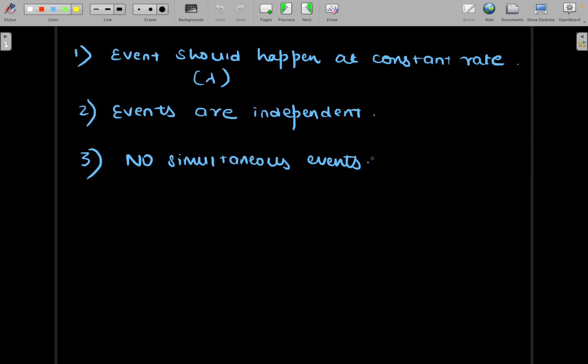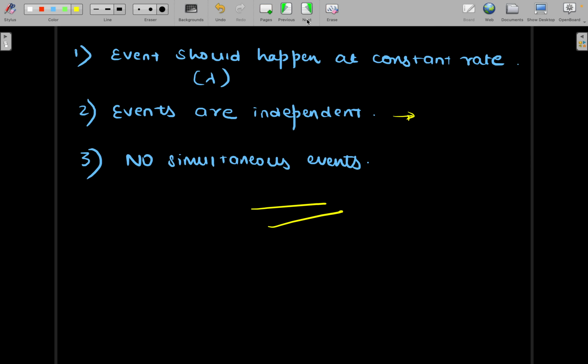There are some conditions which need to be satisfied before applying a Poisson distribution. Events should happen at a constant rate. Events are independent, which means, suppose if I am making a call, me making a call to the call center is independent of you making a call to the call center. There should not be any simultaneous events.